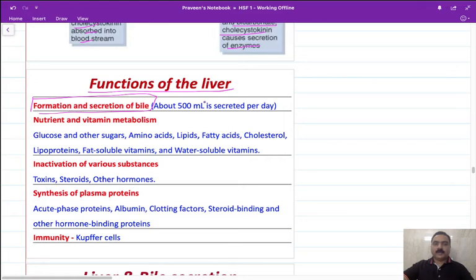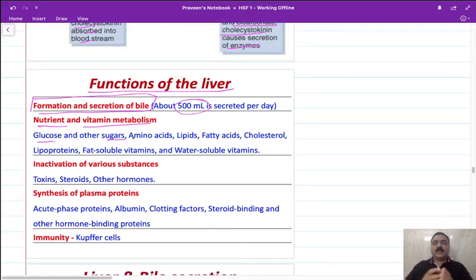Which is about 500 ml secreted per day. And what is their role? That is the most important thing for the digestive system. The other roles which you study, mainly the nutrient and the vitamin metabolisms, especially in biochemistry, you study about the glucose and other sugars. As soon as the glucose is absorbed, what happens? It goes to the liver, and the liver performs the other metabolic activities.